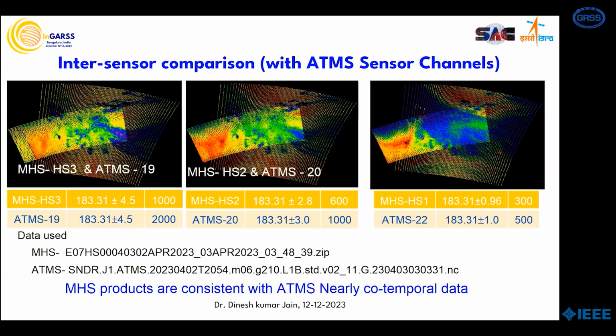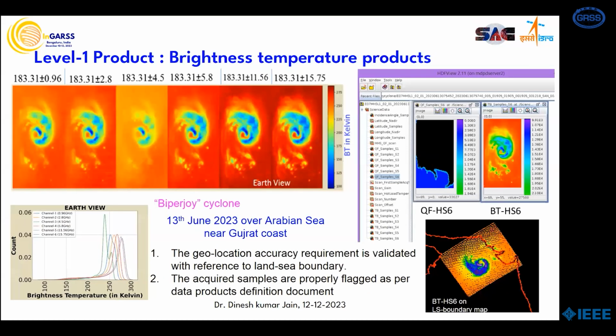The radiometric temperature difference may be due to the bandwidth difference, incidence angle difference, and time difference. The generated level 1 product is displayed on this slide. It is processed at MOSDAC and archived in HDF5 format. The top right image on this slide represents the product in HDF5 format.